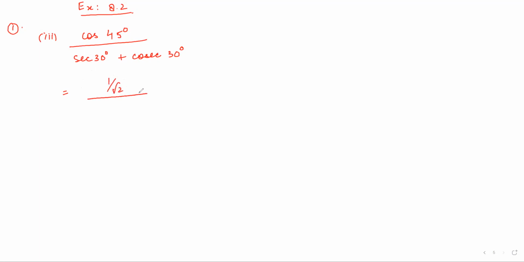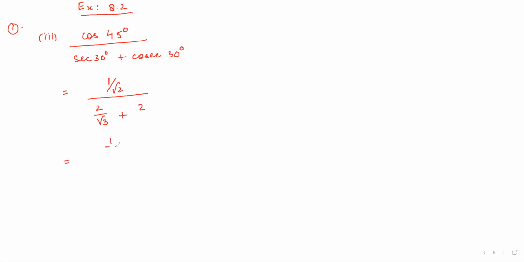Okay, then divided by, how much is sec 30? Sec 30 is 2 by root 3. Okay, plus cosec 30? Cosec 30 is 2. Okay, so you have put the value. Now rest is all simple calculations. This much was from the table. Now simple mathematical calculations are there.